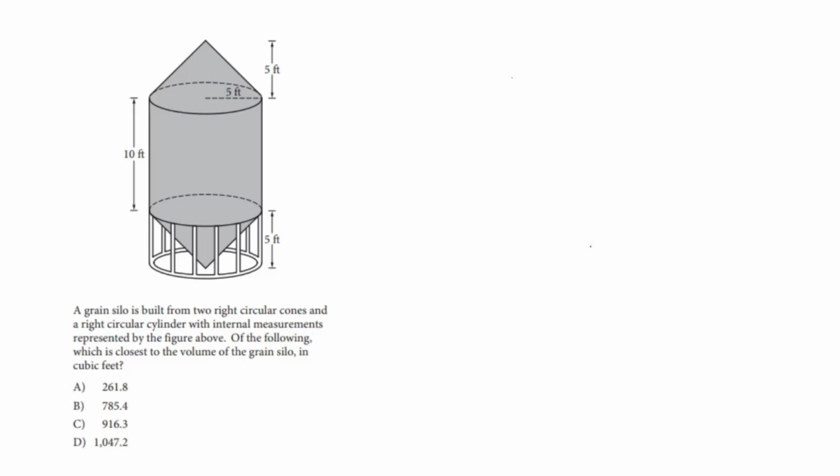So my first step is to analyze the picture that's given to me. I can see that there are two identical cones and one cylinder. So firstly, I'm going to state the formulas. I know the volume of a cone can basically be simplified as pi r squared multiplied by the height over 3. And the volume of a cylinder is basically simplified into pi r squared times the height.